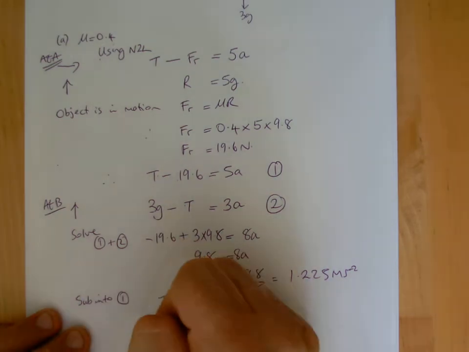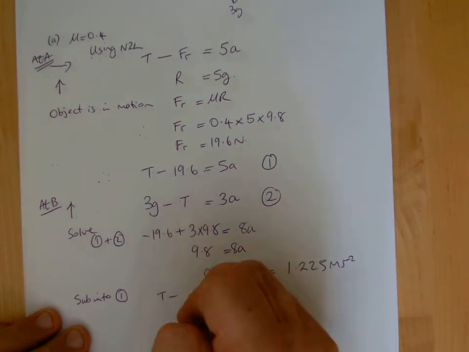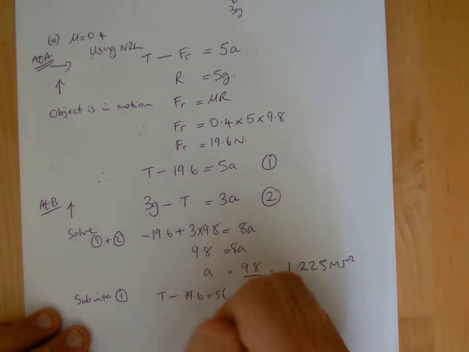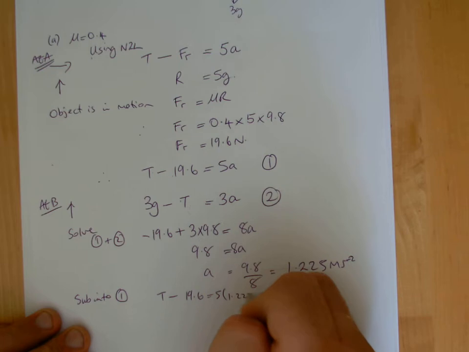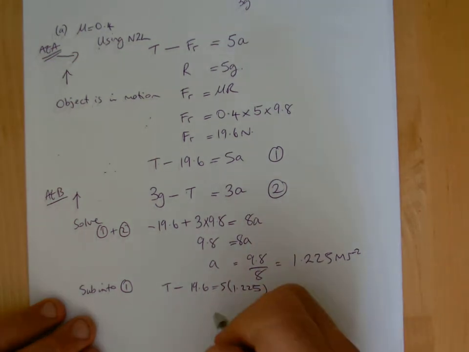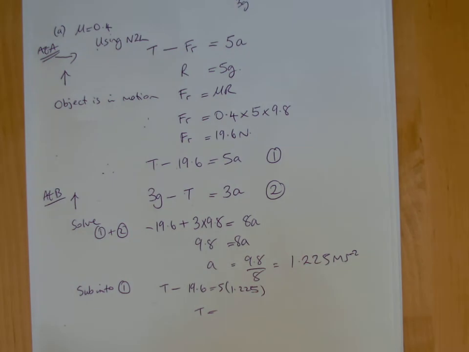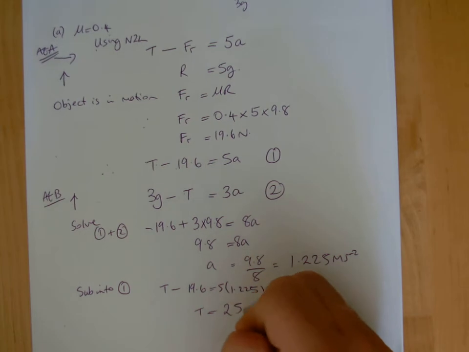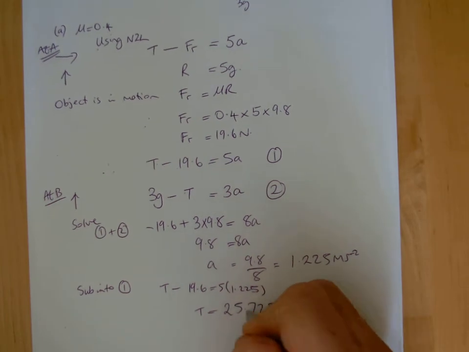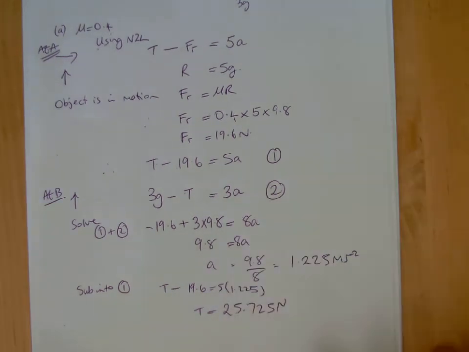So we have T take away 19.6 equals 5 times A, which is 1.225. And then to get T, I just need to work that out on my calculator. So 1.225 times 5, and then add on 19.6, so we get 25.725 newtons. Okay, there's your tension.